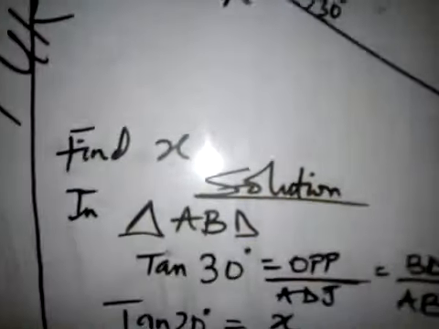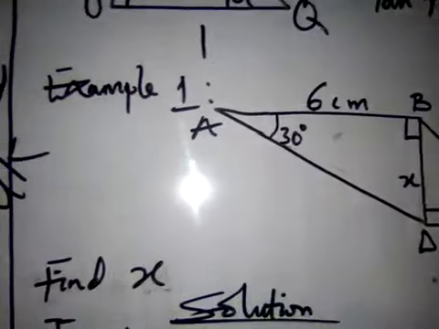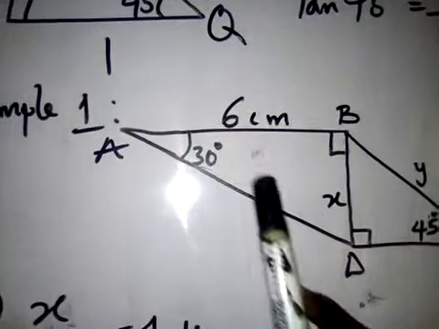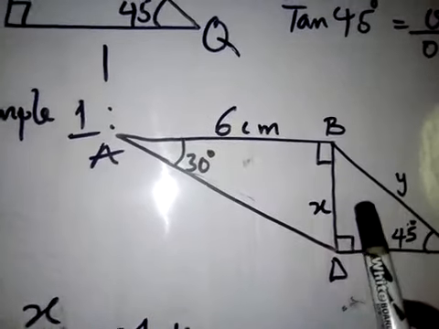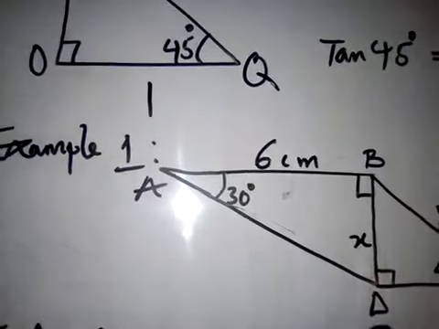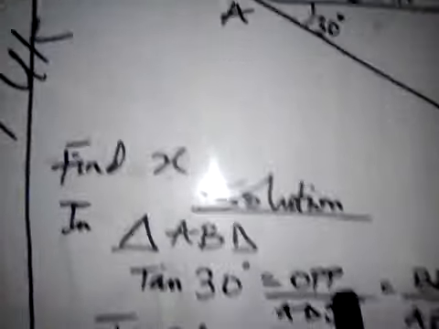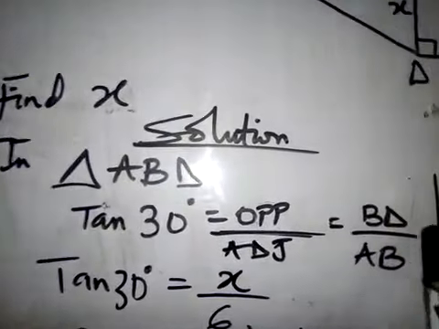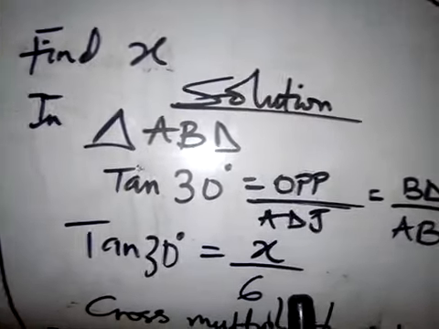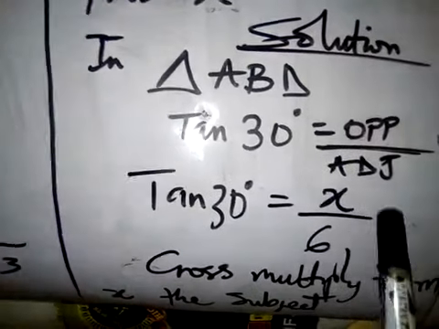How do we find our x? Using tan 30. The reference angle here is 30, so we'll be considering it so that we can get this side. We know that tan is opposite over adjacent. From this triangle, our opposite is BD, which is x, and the adjacent is AB, which is 6 centimeter. So tan 30 degrees is equal to x over 6.